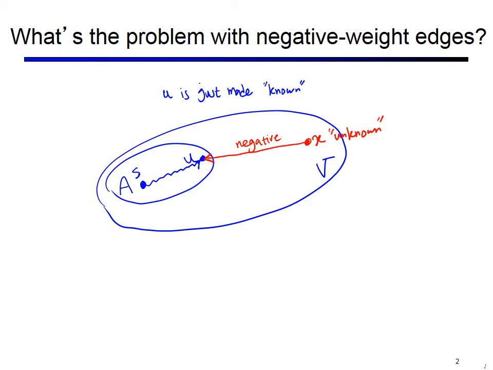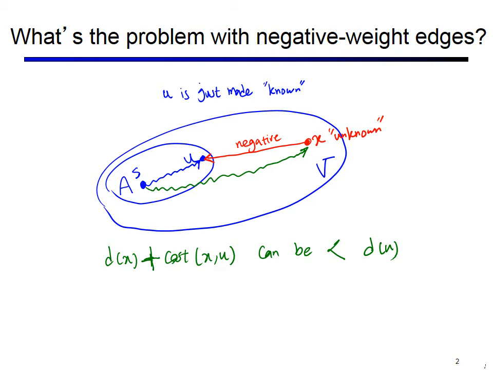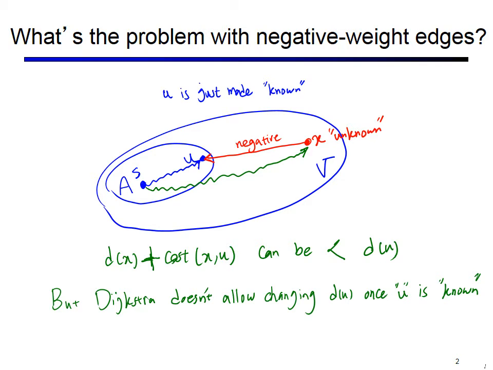For example, imagine there's a negative weight edge from a node x outside the cloud to u. The path from the source S to X and then to U might be cheaper than the one from S to U via the nodes only in the cloud. So the algorithm shouldn't freeze d of U at this point and needs to allow it to be changed in future. And when relaxing outgoing edges, it shouldn't care whether the adjacent nodes are in the cloud or not. In other words, the notion of cloud shouldn't exist.